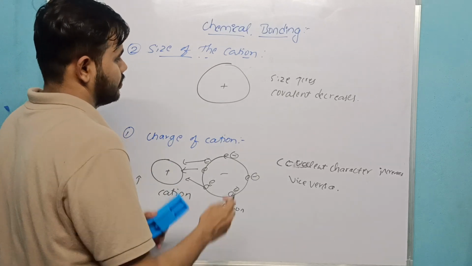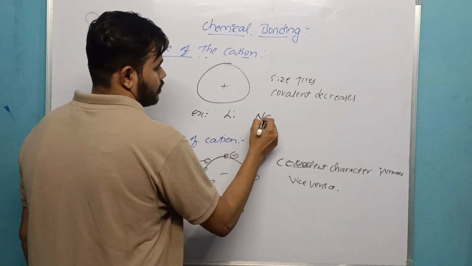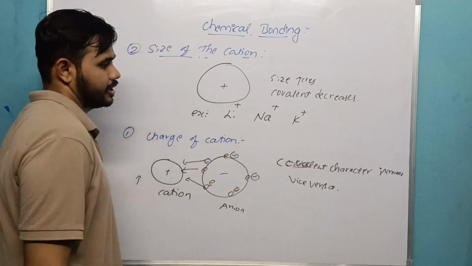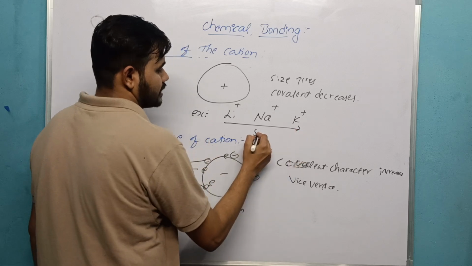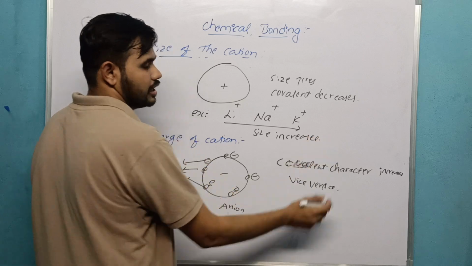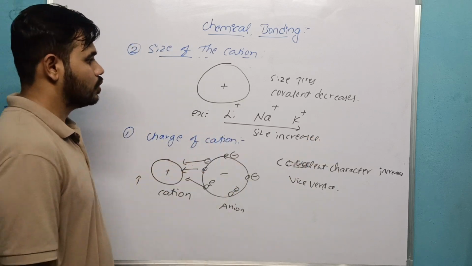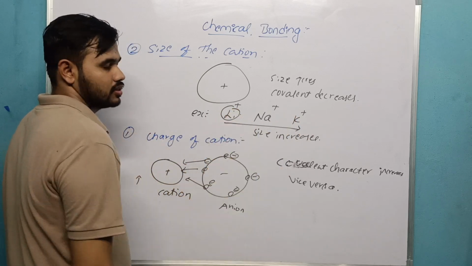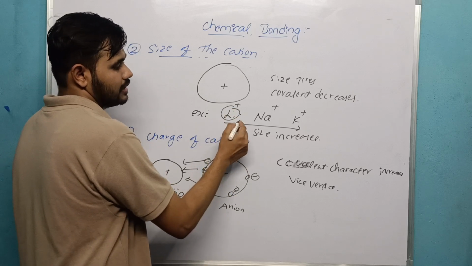Then next, for example, we can take one example here: lithium, sodium, potassium. Here I have taken 3 metals. As we know, as we move down the group in group 1 elements, size increases. So potassium will have more size here, and lithium will have less size.